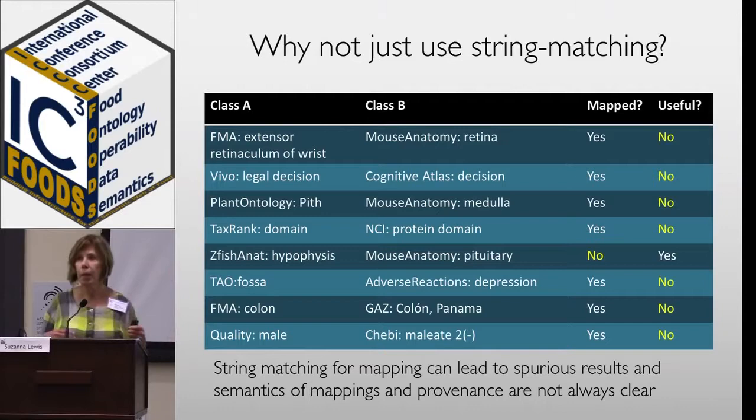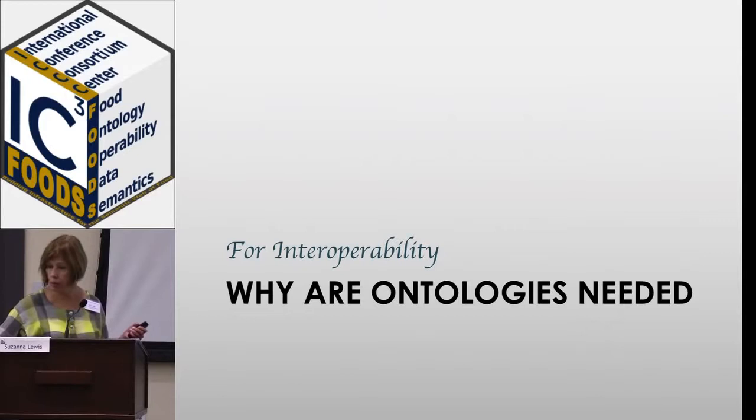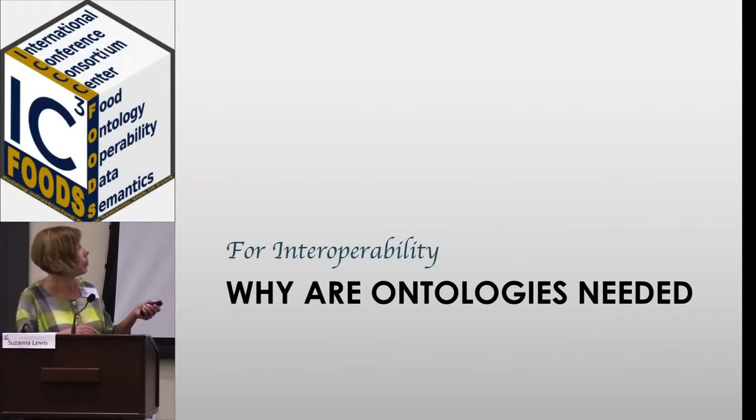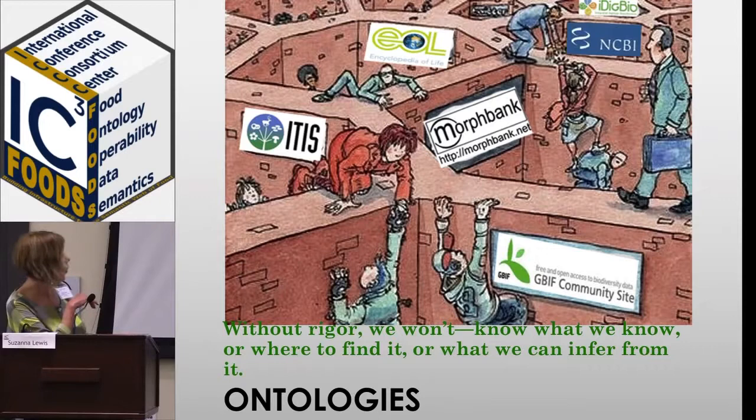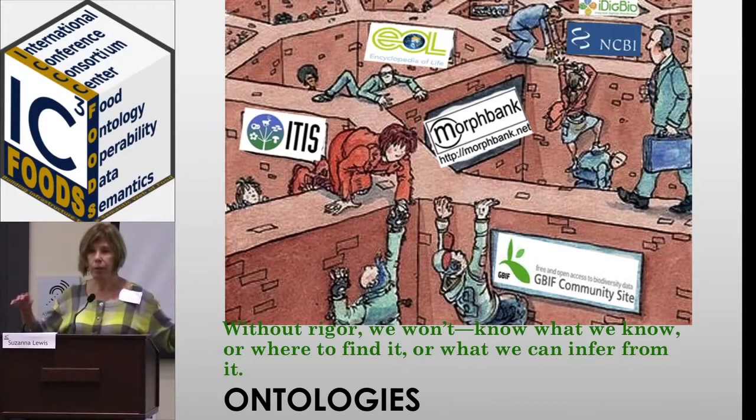So the other thing is, why do you need ontologies? This button is for interoperability. And so you might draw this as silos. This is from the biodiversity community, but they're having trouble. So we need rigor: what we know, where to find it, what we can infer from it, that's really what all of this is about. And these are some of the groups we've been working with on different kinds of standards efforts. So, interoperability. Now, I don't think there's one ontology to rule us all and one ontology to bind us.